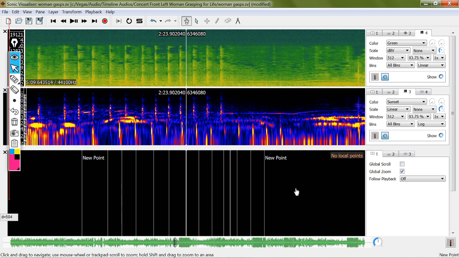So here we are. In this pane, I have those instants which I recorded up there, and now let's try to align them.